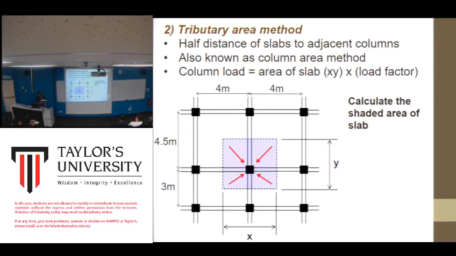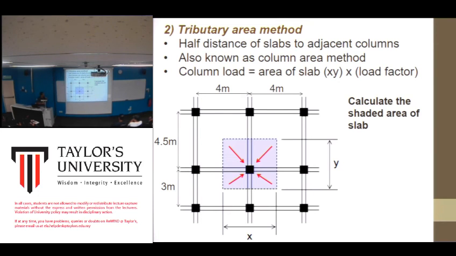What it means, half distance of slab to adjacent column, is that you look at all the columns. Half distance between the two columns: let's say this is 5 meter, so half distance is 2.5, which is somewhere here. Between these two columns, let's say this column is 4 meter, half distance is 2. This side is also 4 meter, half distance is 2, and this side is 3 meter, half distance is 1.5. That's how you determine the tributary area for this column.